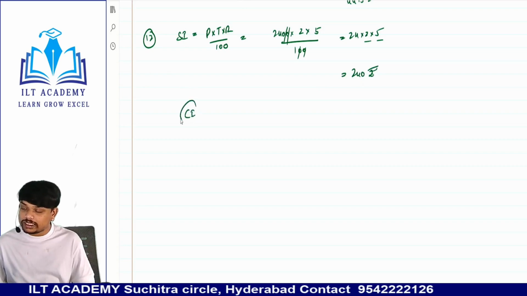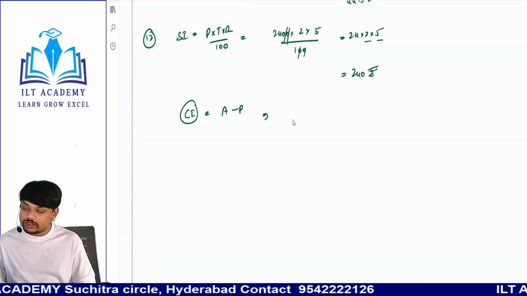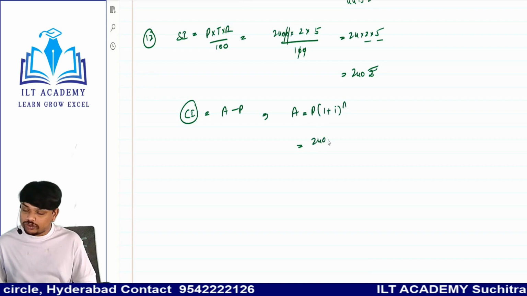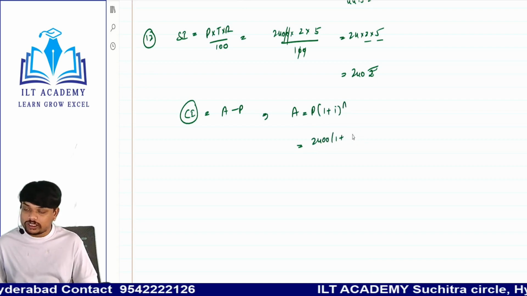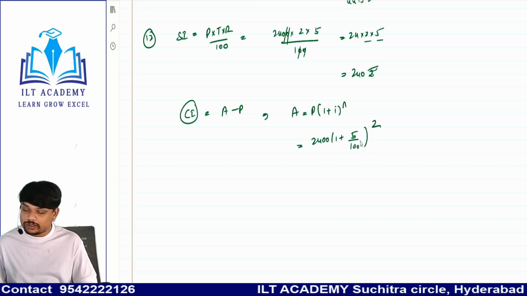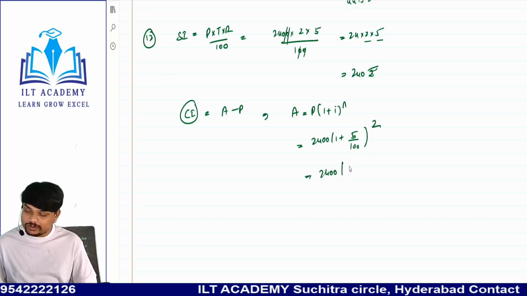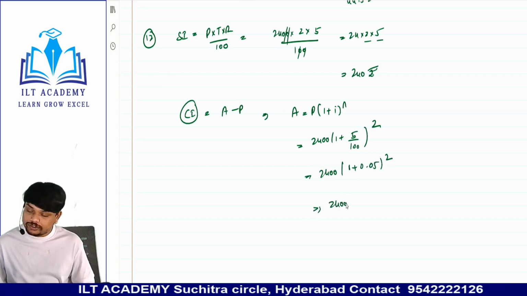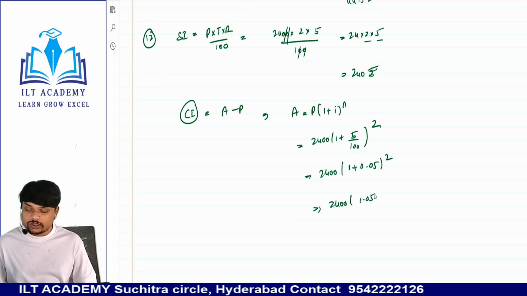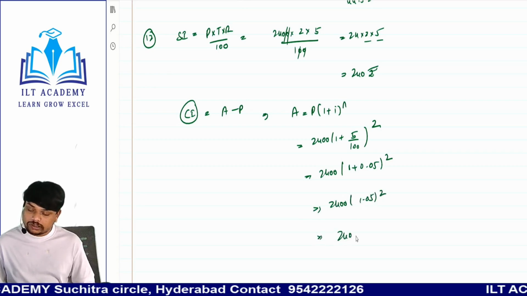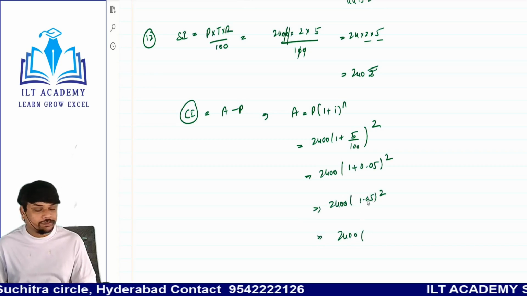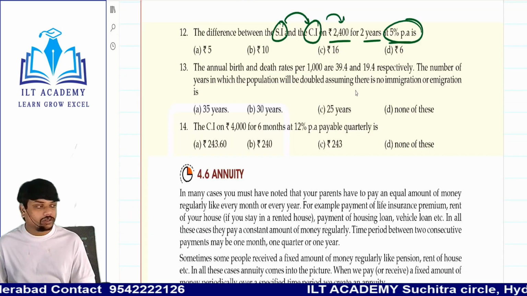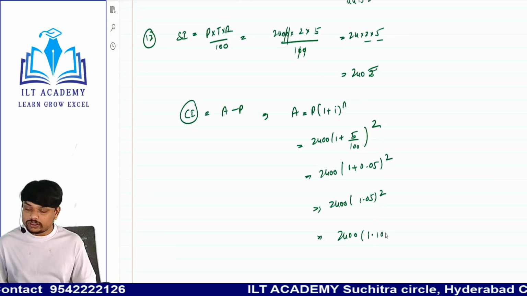Now compound interest calculate करना बोले तो क्या करना है? Amount minus principal. So amount is equal to what? P into 1 plus I whole power n. So 2400 into 1 plus rate is what? 5 upon 100 whole power 2. This is 2400 into 1 plus 0.05 whole square, 2400 into 1.05 whole square. 1.05 whole square कितना होगा? 1.1025.